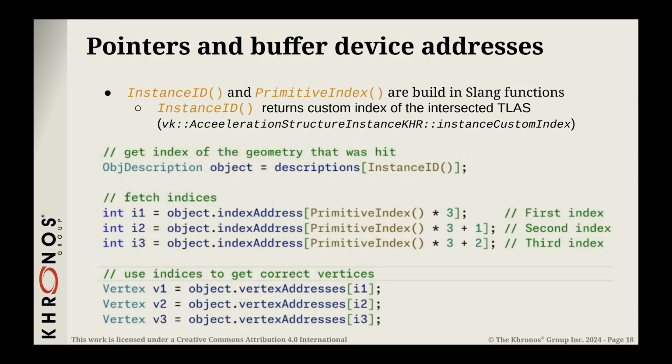Here I use the instance ID to get the correct vertex and index data, which are then used to look up the correct vertex attributes via the primitive ID function. Those vertex attributes contain things like normal vectors, tangent vectors, or positions of those vertices.